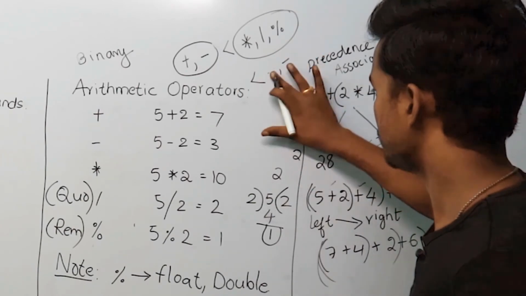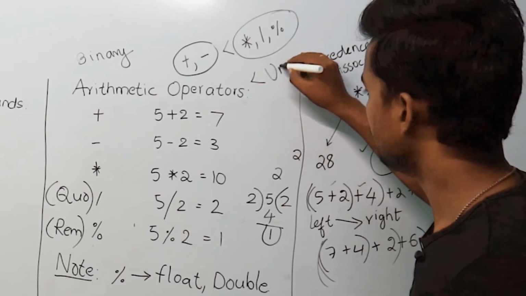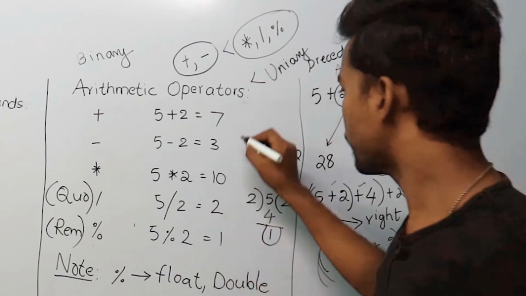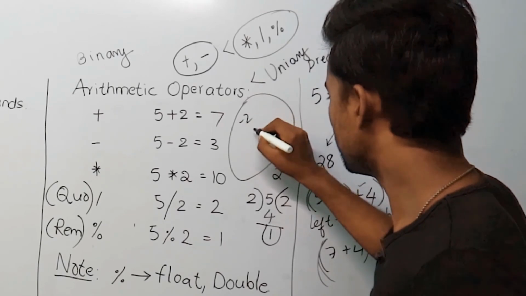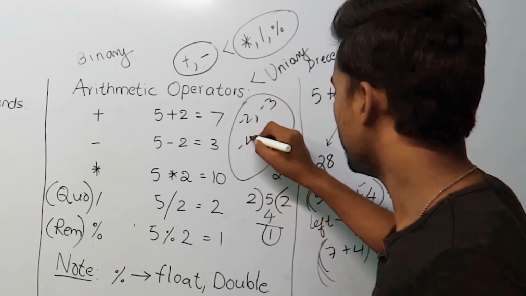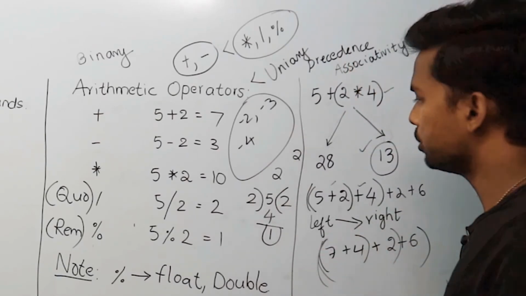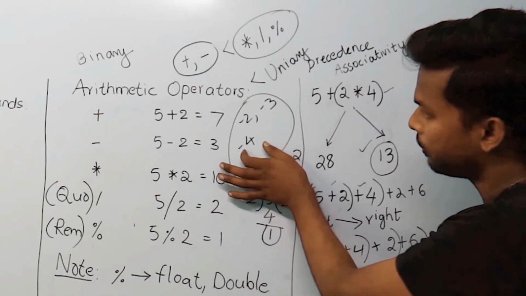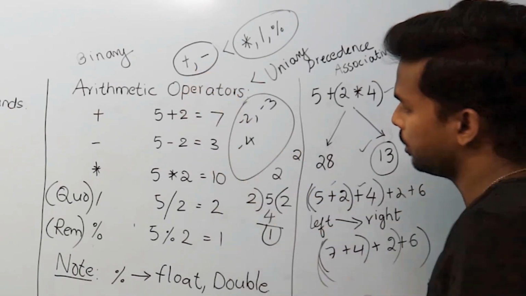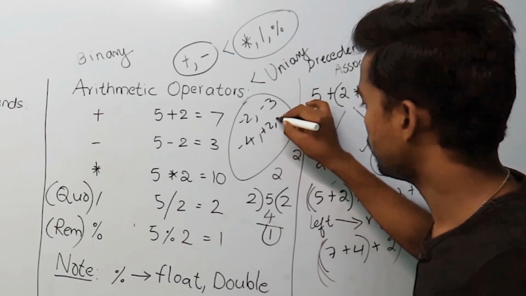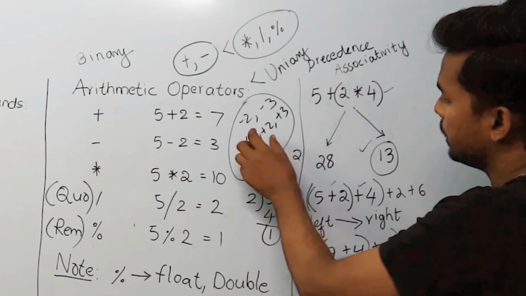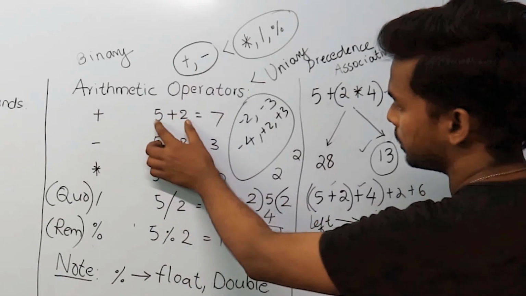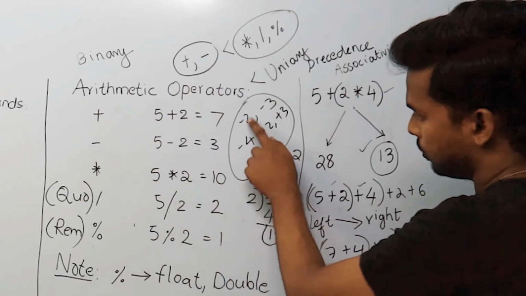So these are unary operators. Let me write it here. Unary operators. What are unary operators? -2, -3, -4. These are unary operators because this operator deals with one operand. That is why they are called unary operators. These plus and minus are different. You can take +2 or +3 like that, no problem. These are binary operators, and these are just -2, -3.